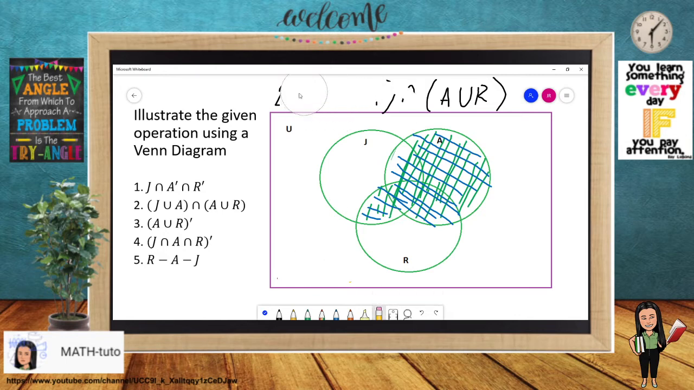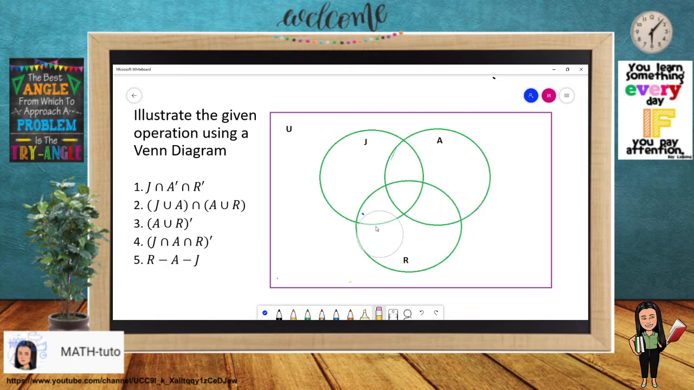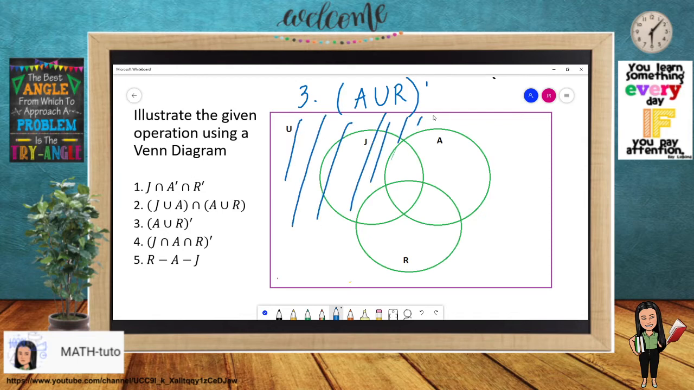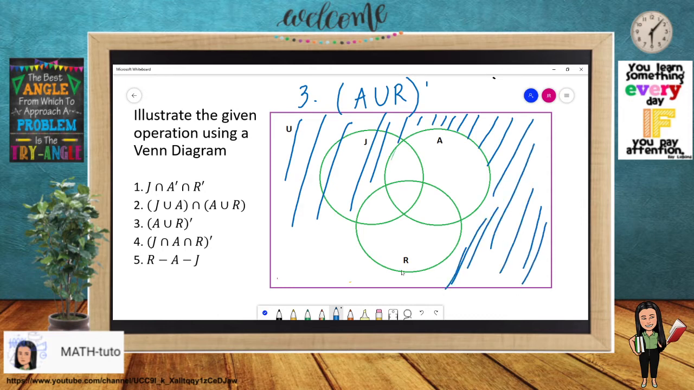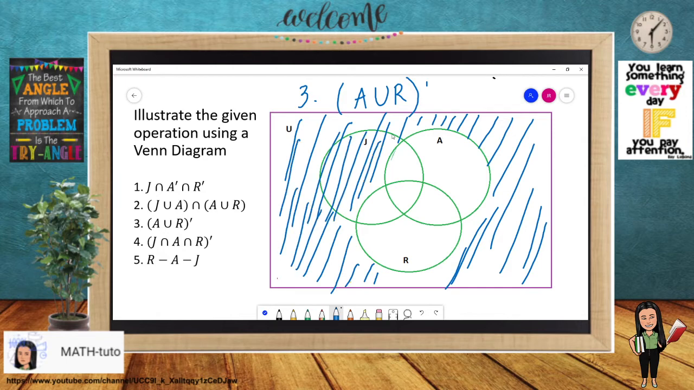Next, number 3. Number 3, we have A union R, complement of A union R. Okay. Ibig sabihin, everything in the universal except A union R. Yun lang yung hindi natin masishade, yung A union R. Shaded pa rin yan. Yung A and R lang ang hindi kasama. That is the complement of A union R.